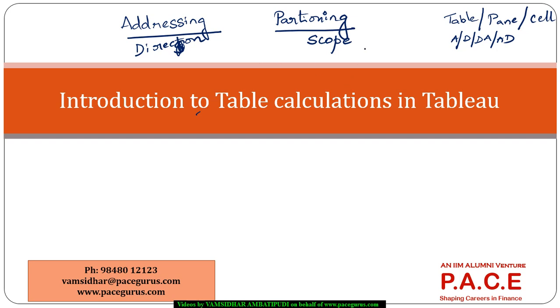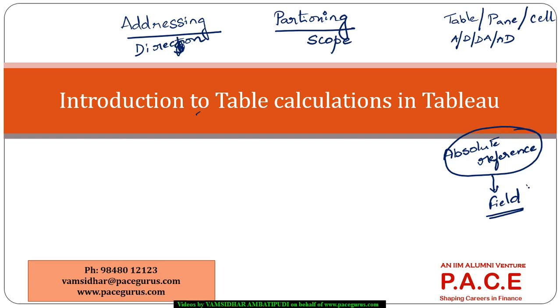But generally, what is the difference is they are used to describe how the table calculations are computed with absolute reference. So here it's not relative reference. Earlier we talked about relative reference for all the scope and direction. Here it is absolute reference. So I will refer to a particular field which is there in the view. So with respect to that particular field, the table calculation is going to happen.